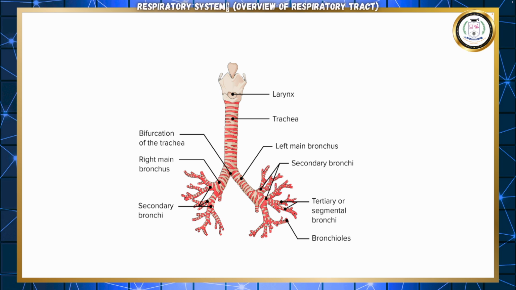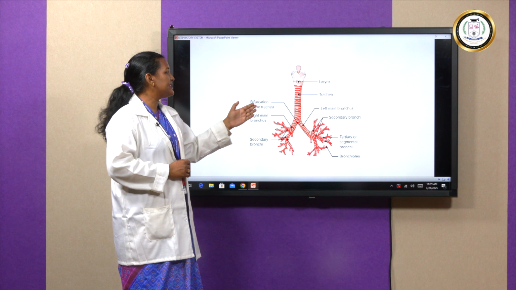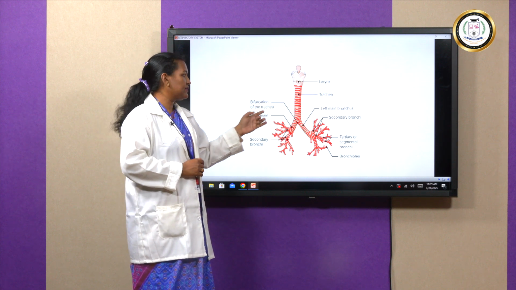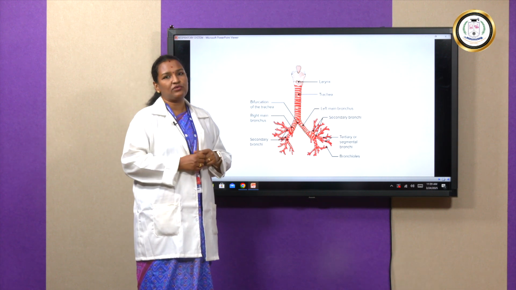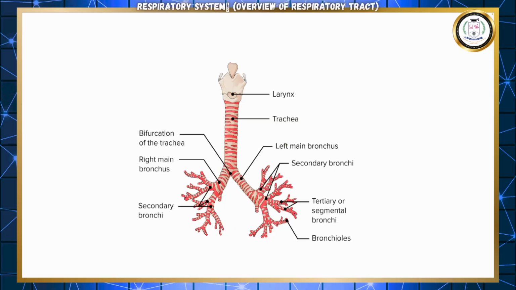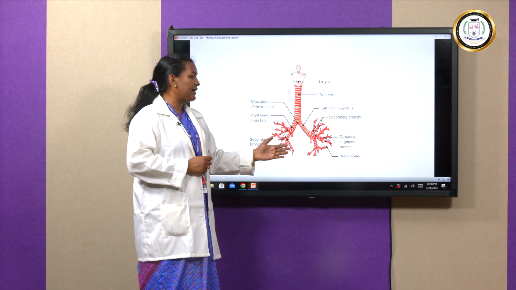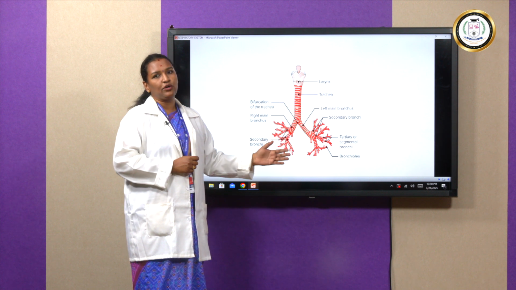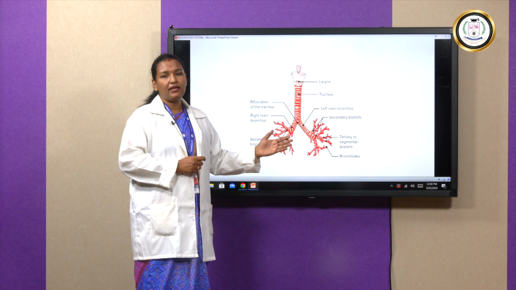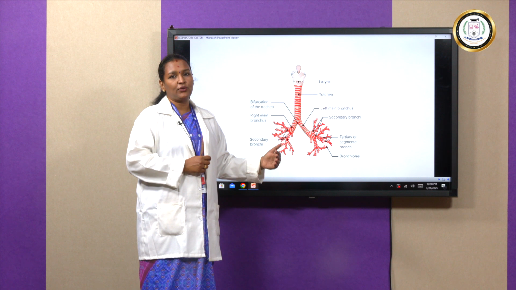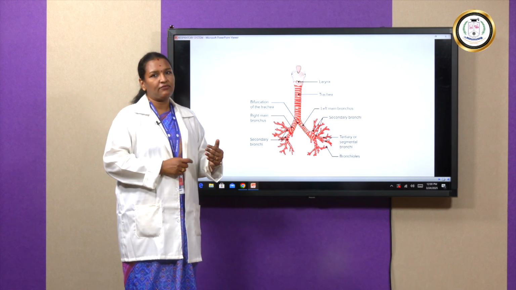As I said, you have the trachea. Trachea divides into right and left main bronchus. The point where the trachea divides into two is known as carina. These right and left main bronchi further divide into secondary bronchi. Secondary bronchi further divide into tertiary or segmental bronchi. As I said, there will be 10 on the right and 8 on the left, and these segmental bronchi further divide into terminal bronchiole at the level of 1 millimeter, and they become respiratory bronchiole when the diameter reduces to 0.5 mm.